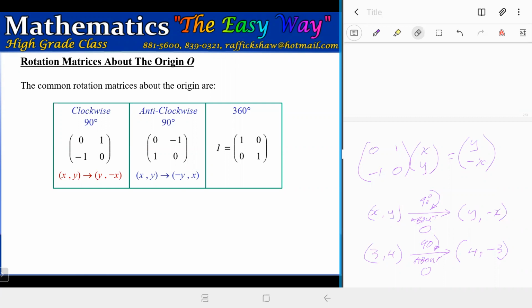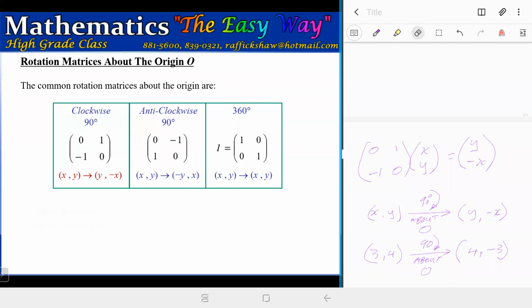Remember that the identity matrix is just like the number 1. So it's not going to cause any change if you rotate something 360 degrees. The identity matrix is what will do that for you, and so a point (x, y) will go back to (x, y), basically. So that's a very good answer.